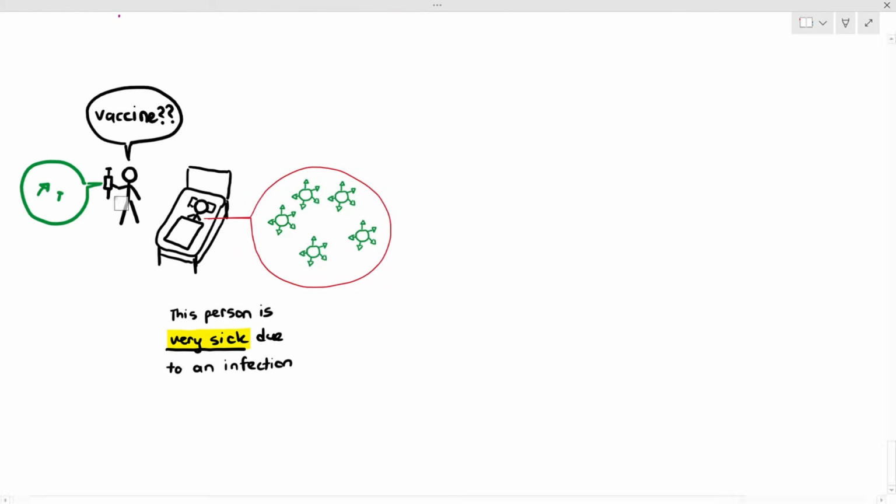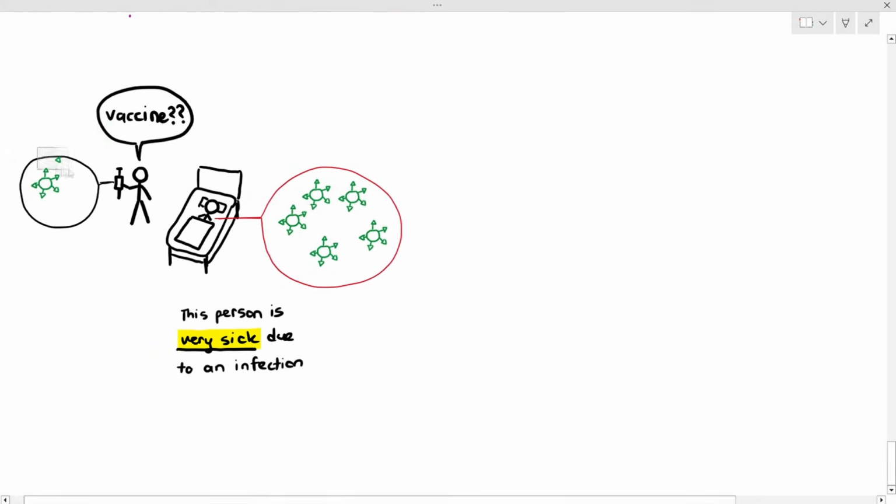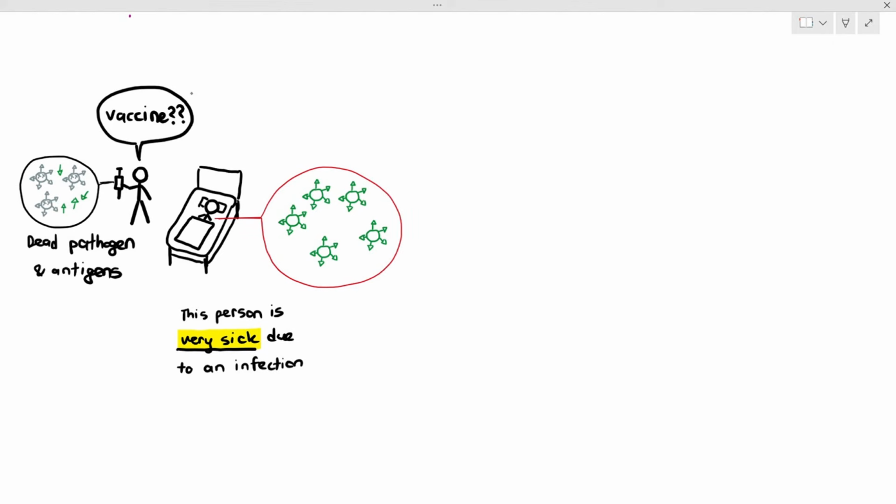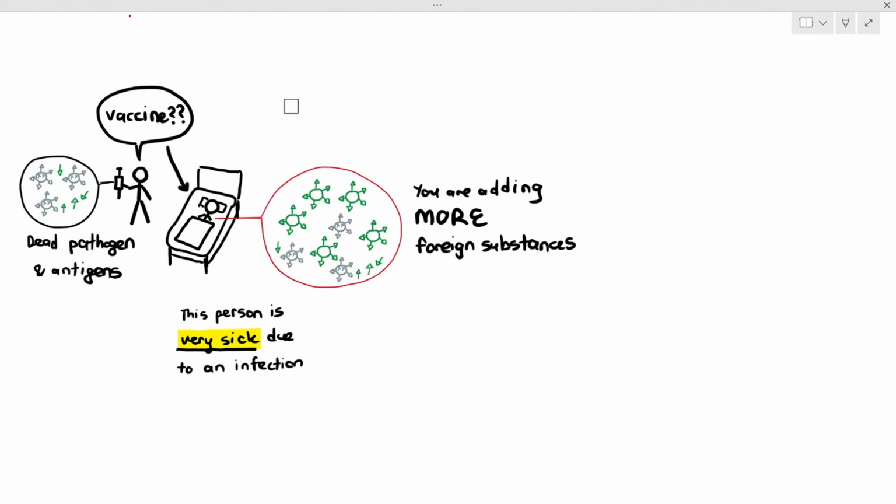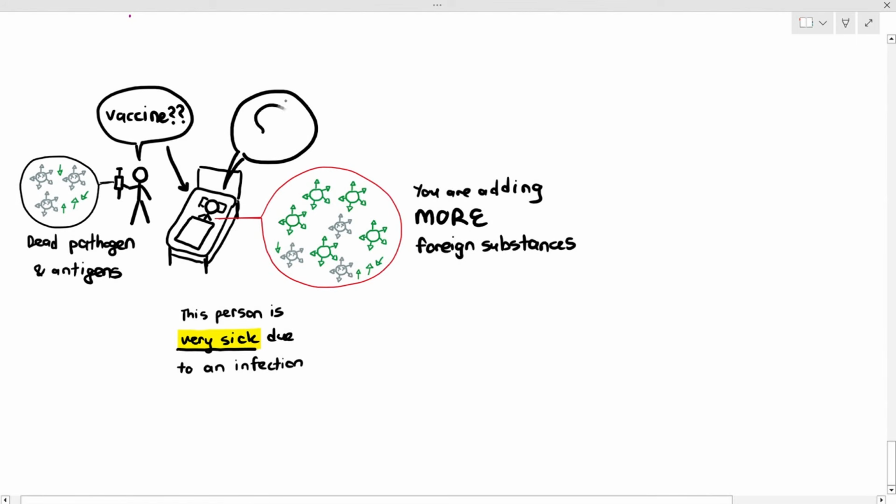Because what are vaccines? Vaccines contain dead pathogens and antigens only. So if you vaccinate the person who is already sick, you are adding more foreign substances into the person's body, and you might actually just kill the person. Okay, in that case, you do not give vaccines to sick people. Please, please, please remember that. It's quite a common mistake that students make, by the way. So do not do that at all.